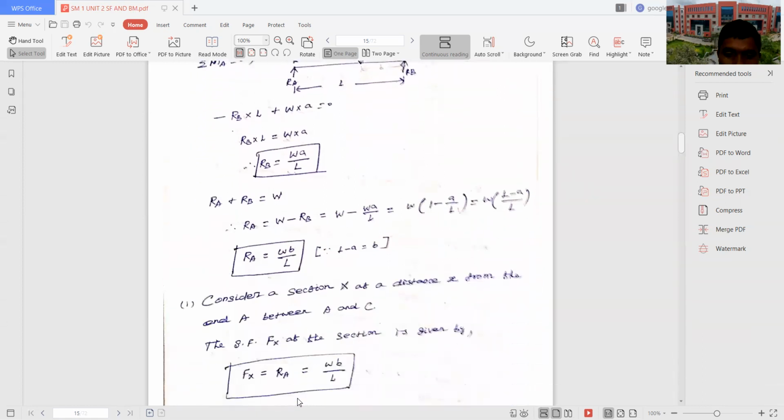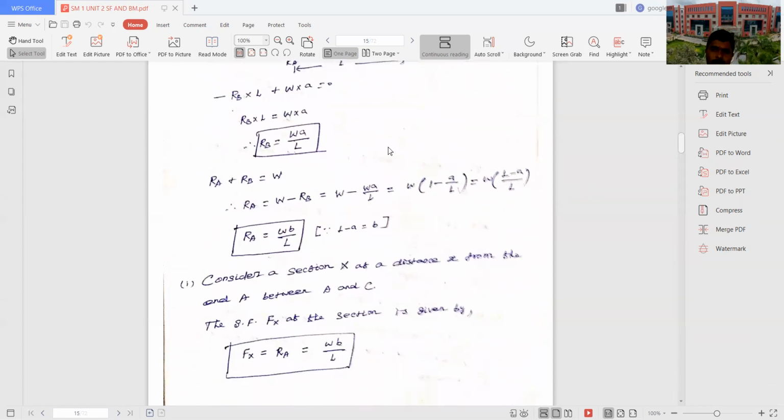So this is how you have to calculate the reaction. So you just use two equations. Okay, sum of the moment at A equal to 0 and sum of the vertical force, upward force will be equal to sum of the downward force. You use two equations, you will get the reactions.